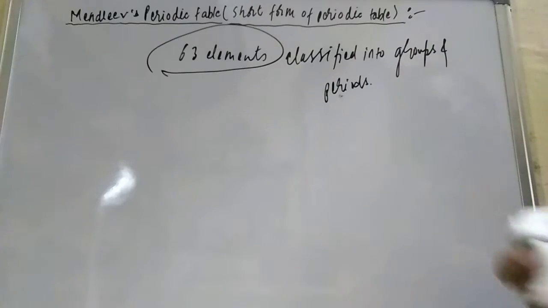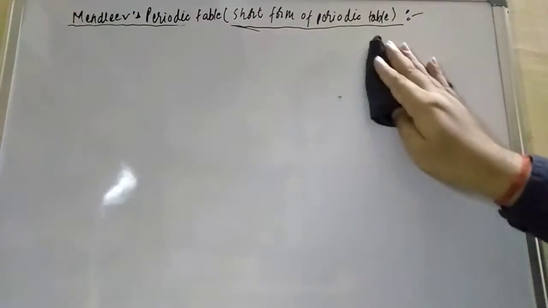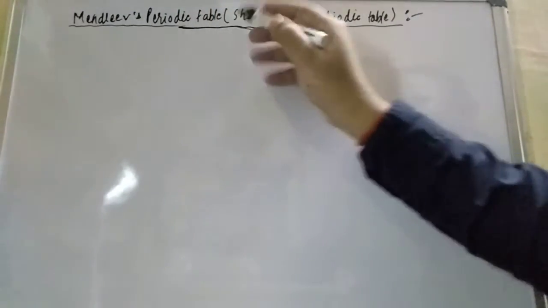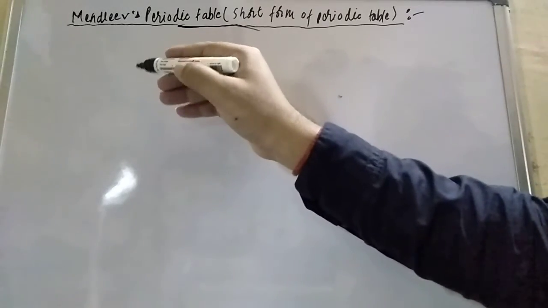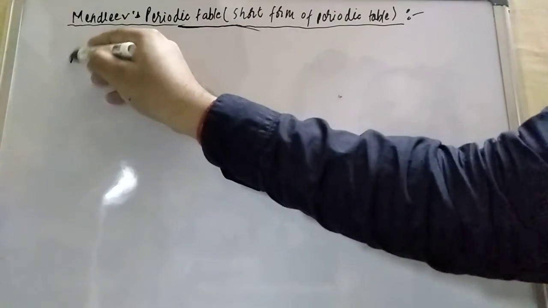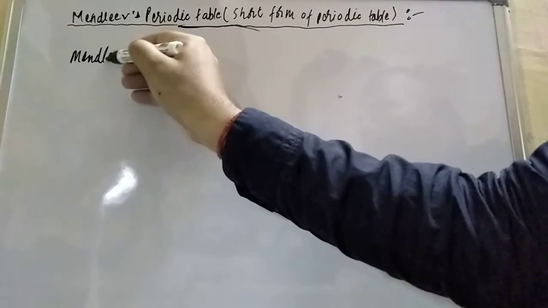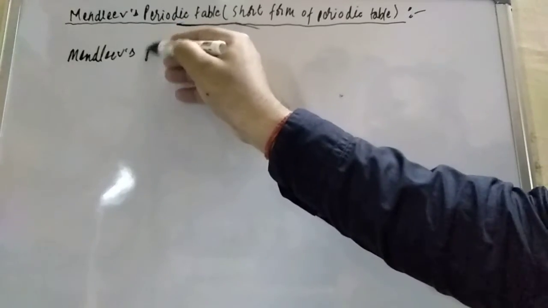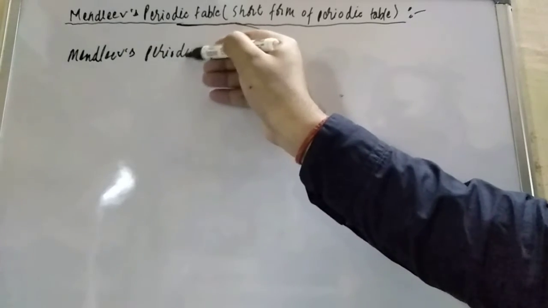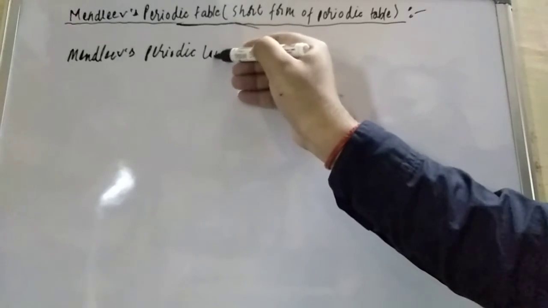Mendeleev's periodic law. To classify the elements, Mendeleev gave a law. Let us see what the law is, and then we will write the law and accordingly frame the periodic table. So I am going to write the periodic law. It is very simple; you have already studied it in the 10th standard. So here I am writing Mendeleev's periodic law.